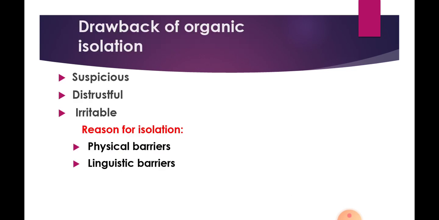Last is the reasons for isolation. First reason is physical barriers such as mountains, rivers and jungles, which isolate one group or society from another. Second reason is linguistic barrier. Linguistic means language problem. When one person goes to another state, they may face a language problem. That is, they may be isolated.